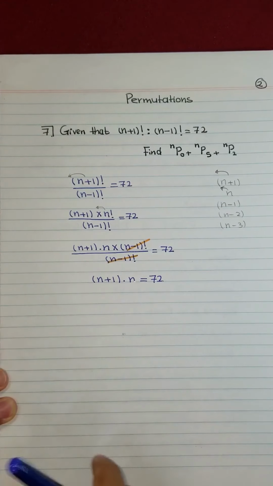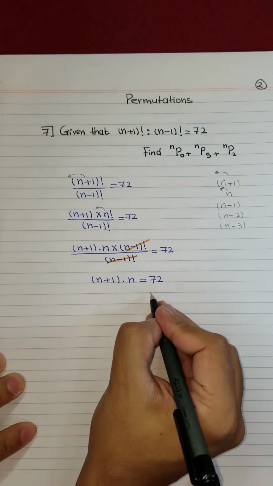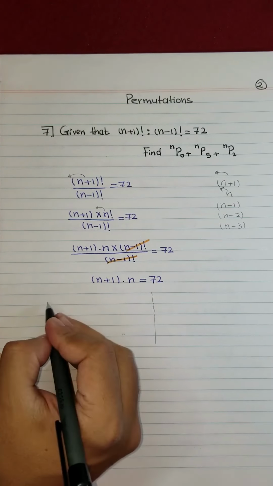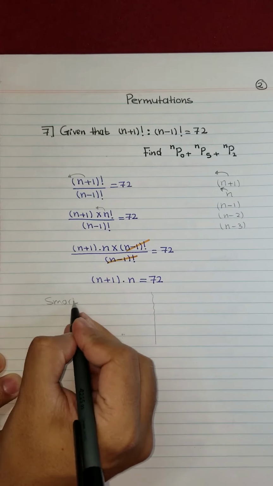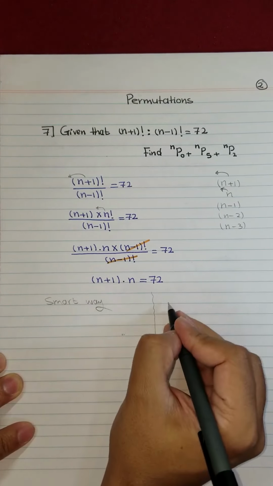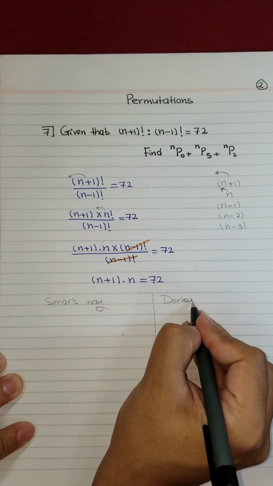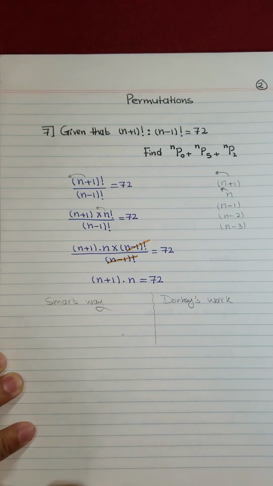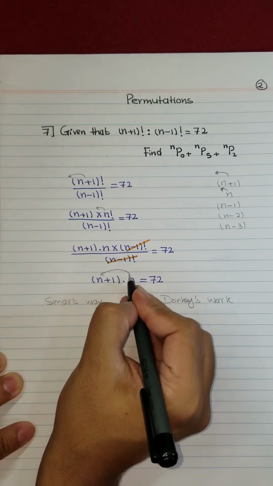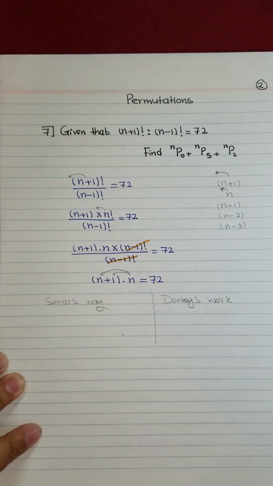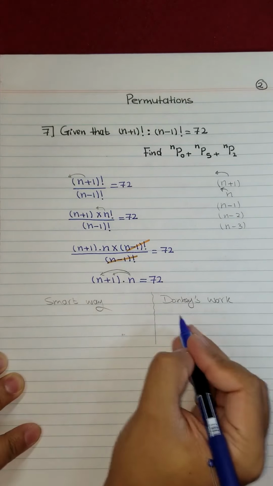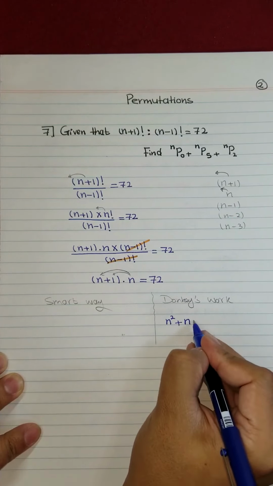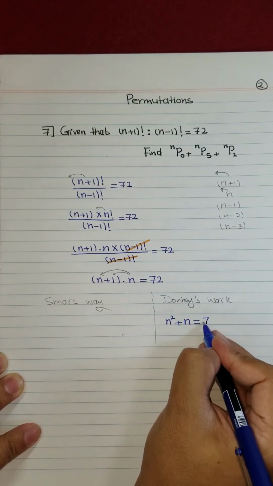Now this line can be solved in two ways. I think we've talked about something similar in the previous video, which is either the smart way or the donkey's work. Let's start with the donkey's work first. So how do we solve this one? We expand the brackets, we multiply n by both n and by 1. So n times n, we get n squared, plus n times 1 is n, equals 72.